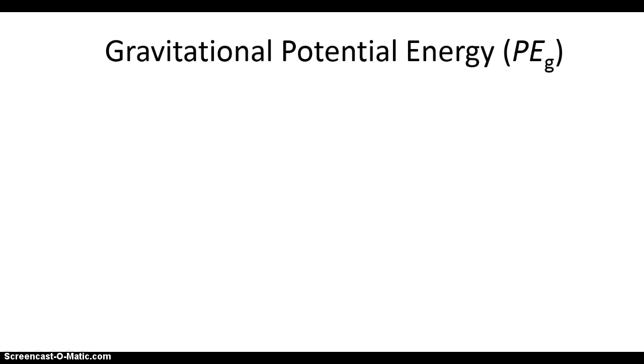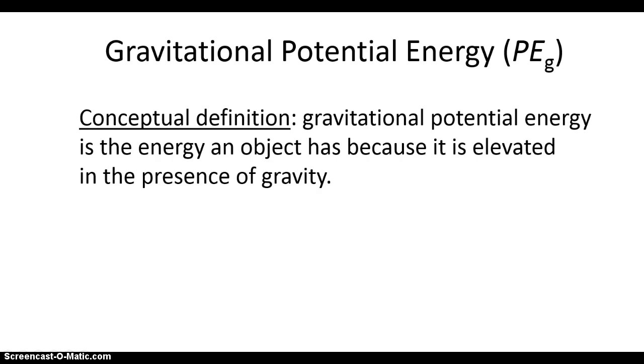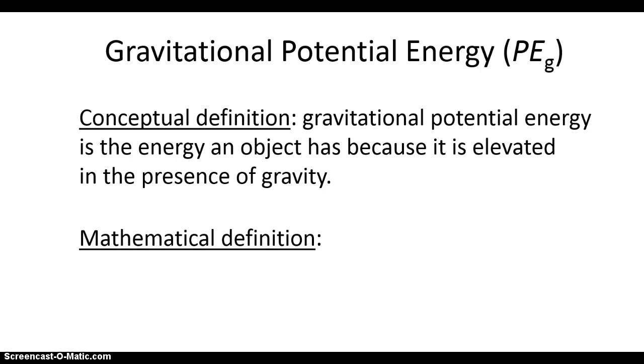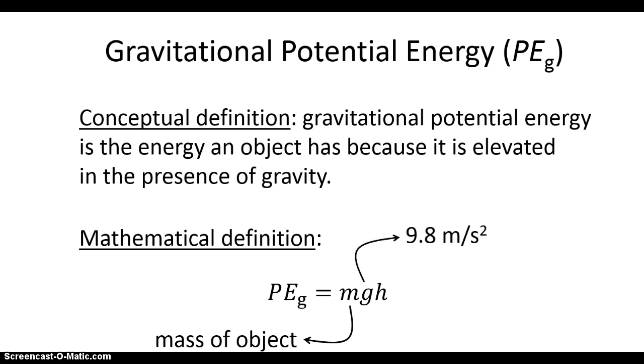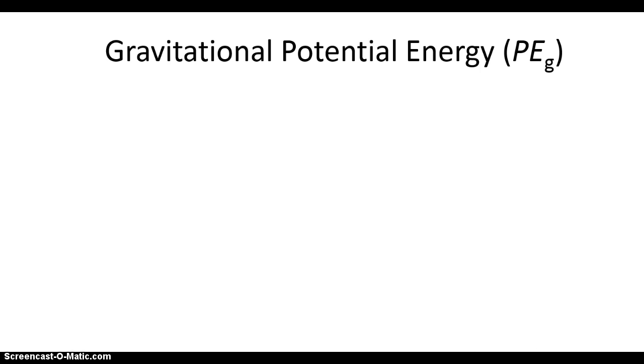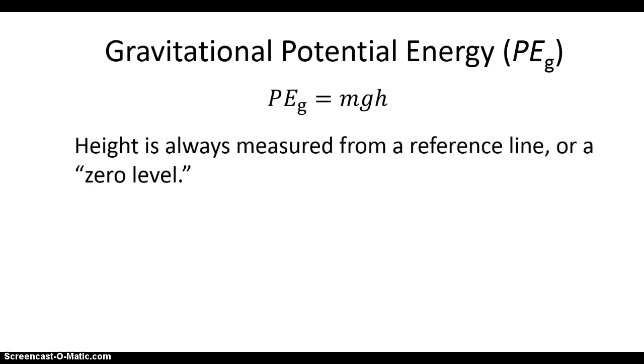Next up is gravitational potential energy. Here's what it is conceptually. It's the energy that an object has because the object is elevated in the presence of gravity. Here's our mathematical definition, which coheres with the concept. Gravitational potential energy is equal to an object's mass times g, the strength of gravity, times the height of the object. Something interesting is that height is always measured from a reference line, or what we call a zero level.